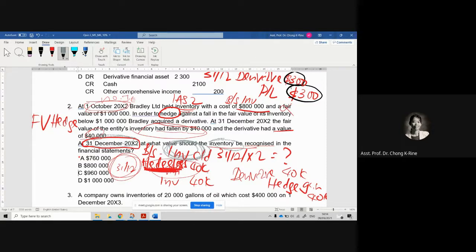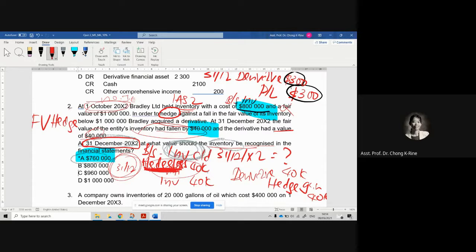During the exam setting, when I know the requirement is only the inventory carry down, I will be able to get my answer very quickly. I will know that from here, 800,000 drops by 40,000 to 760,000. Full stop, finish, nothing to continue already. So immediately I will get my answer very quickly, less than 1 minute.